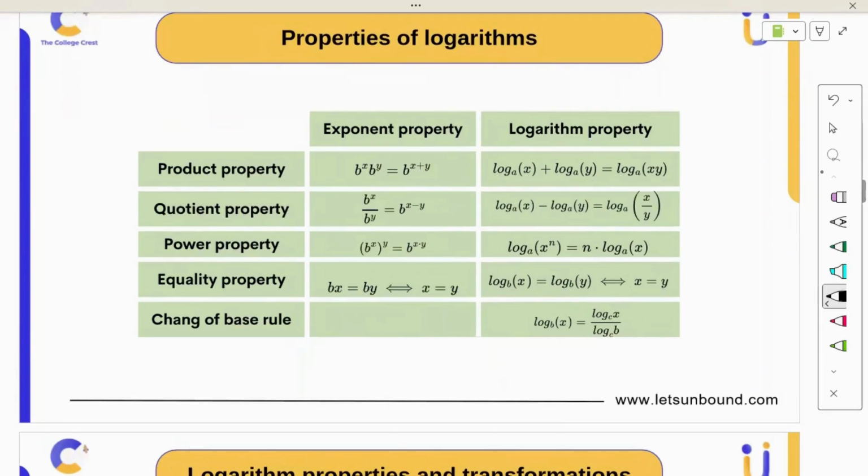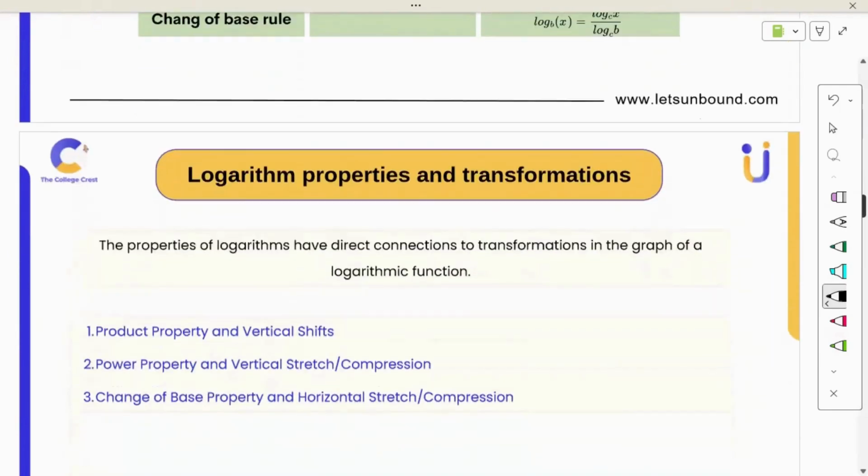So exponent property and logarithmic property are interrelated. b power x into b power y is b power x plus y. So product goes for addition, addition goes for product while simplifying, right? Because they are inverse functions. Their properties also maintain an inverse relation here. And actually, b power x equal to b power y means x is equal to y. So we have all the properties interconnected. Exponents and logs are interconnected.